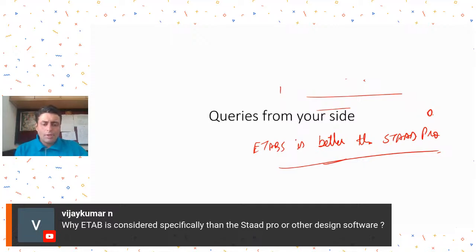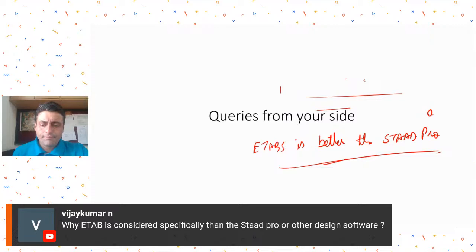ETABS also has a lot of issues and problems with it, and during our past courses we have discussed those problems which ETABS faces. But even after those problems, the advantages that ETABS offers are more than StatPro. So I would say that the advantages outnumber the disadvantages that ETABS has. So yes, ETABS is better than StatPro, whether for concrete design or for structural steel design. Because it is a better software, therefore we are going to use it.